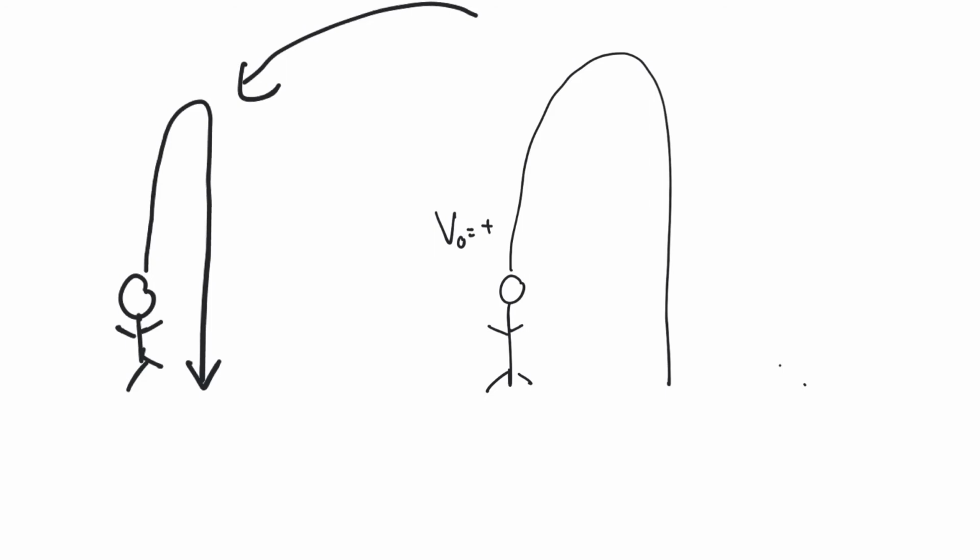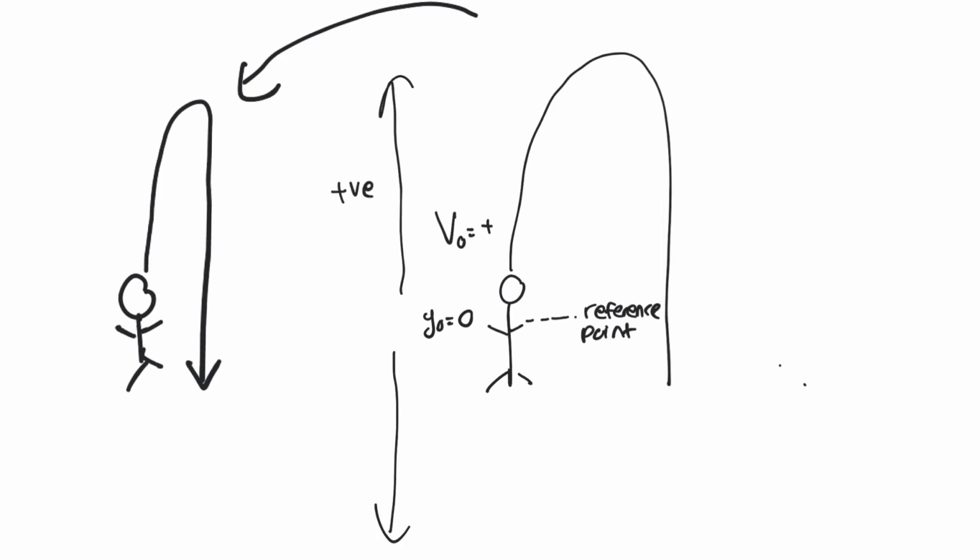And please make sure that before you decide your sign, you choose your reference point. So I'm going to choose my hand as my reference point. Reference point means that I'm going to put it here as my y0 equal to 0. Everything moving above the reference point, I put as positive. Everything below or moving below the reference point is going to be negative. That's why the first step is you need to decide your reference point.